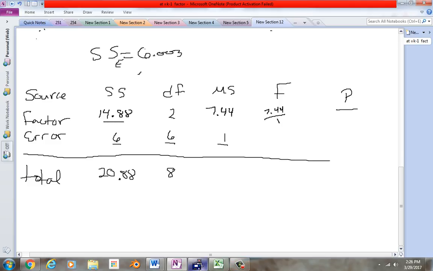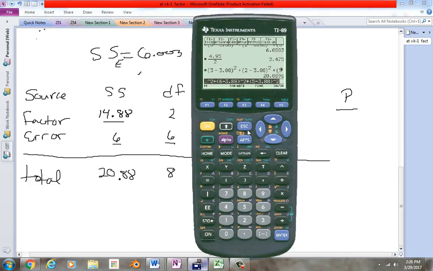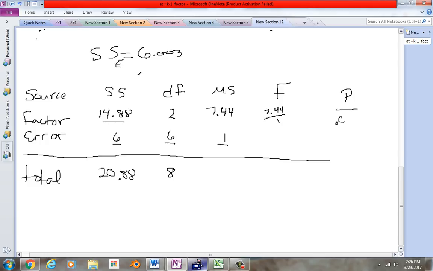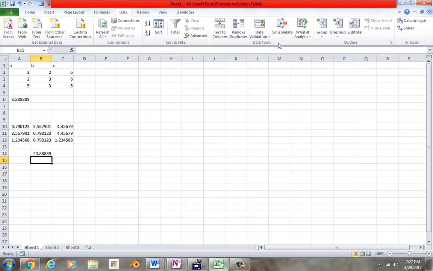And then if I grab my calculator to find a p-value, I would go into apps and go to stats list editor, and I would go to the F statistic, so FCDF, and I would plug in 7.44 for my lower bound, 7.44 to infinity, with 2 and 6 degrees of freedom, and I get a p-value of 0.0238. Booyah.